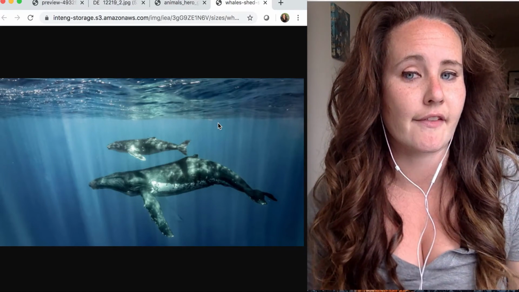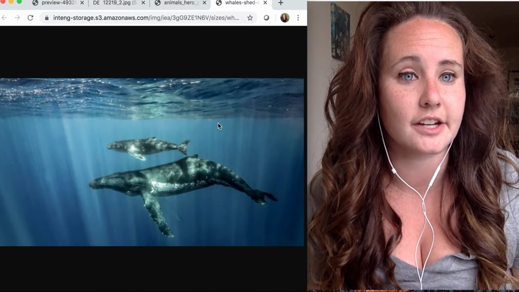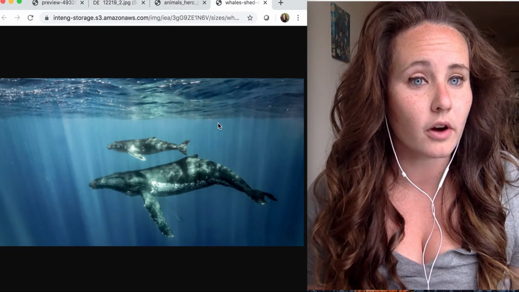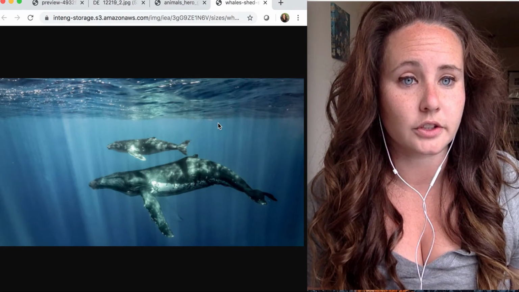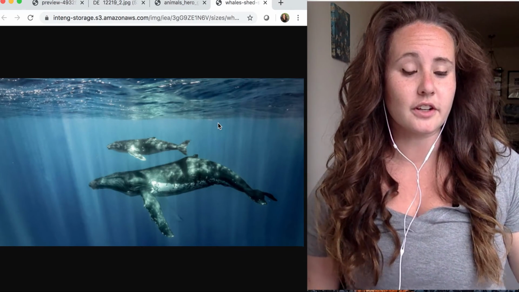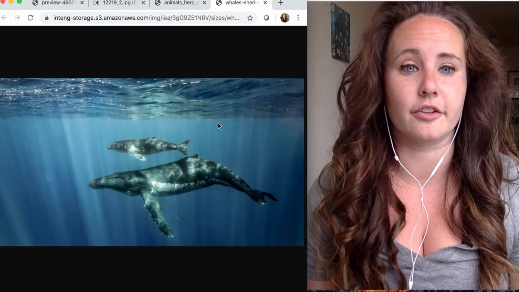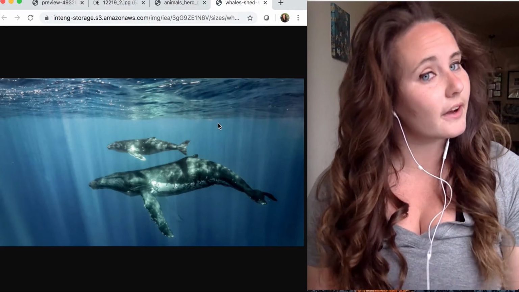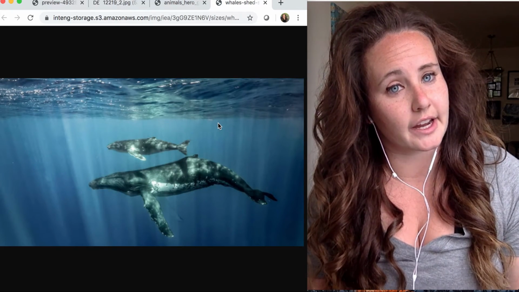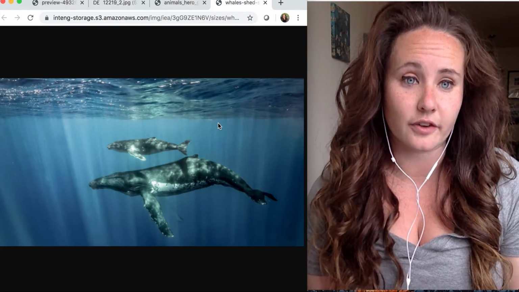So here we have our blue whales, and they're migrating to warmer waters when it gets colder so they can find some more food so that they can survive. We talked a lot about migration. I want you to think, what other animals do you know that migrate in the winter so they can survive?